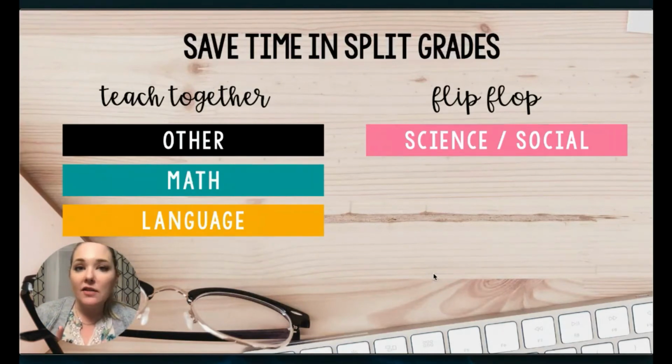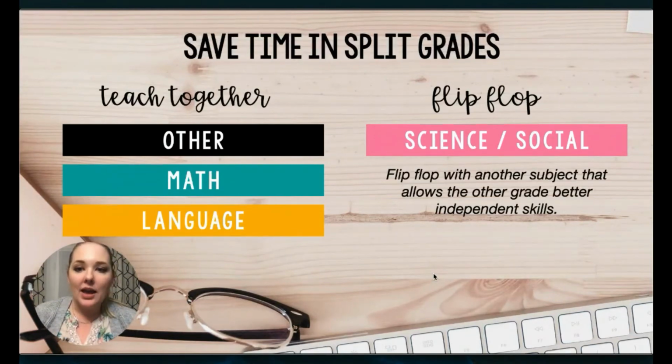Number 1, save yourself some time and only teach science or social studies. Don't teach science and social studies in the same week if you're responsible for both subjects. It increases your planning time and your prep time exponentially, so try to do one or the other. Now, when you are flip-flopping with another subject, you need to look at what your students can do.